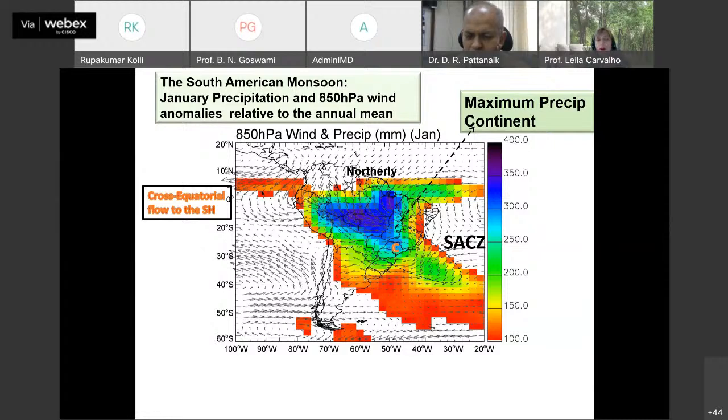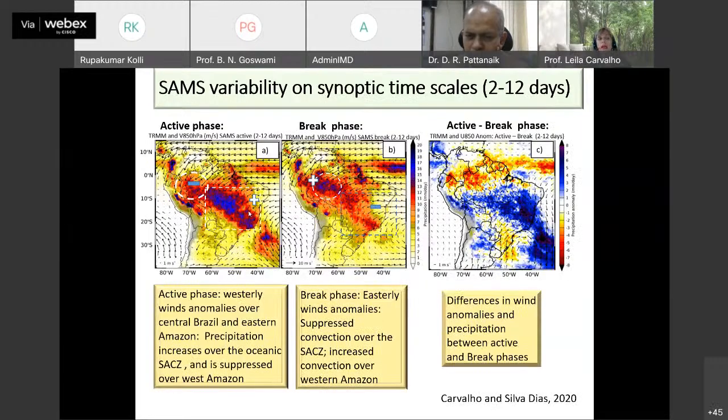I want to point out also the importance of this cross-equatorial flow to the southern hemisphere as part of the monsoon. But then the monsoon also has active and break phases. Alice talked a little bit about this. In the active phase of the monsoon, this is precipitation in color. Vectors are showing winds, and I'm showing the actual winds, not anomalies. And then you can see in the active phase, I did this based on an index.